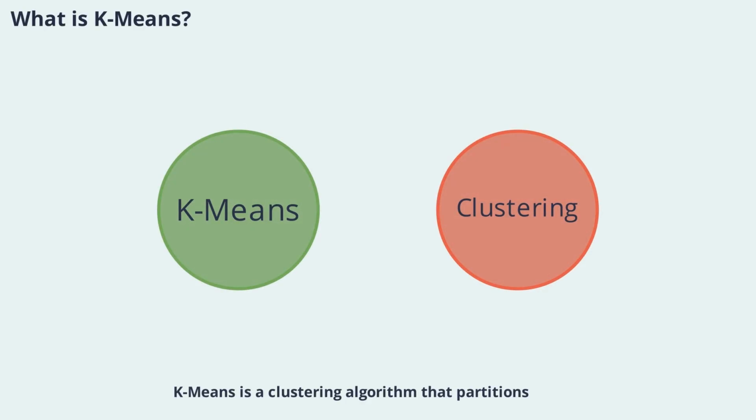K-means is a clustering algorithm that partitions data into k distinct groups based on similarity. The k in k-means stands for the number of clusters you want to find. The algorithm assigns each data point to the nearest cluster center, called a centroid. Over several iterations, these centroids are updated to minimize the distance between points and their assigned centroid. The result is a set of clusters where each point belongs to the group with the closest mean value.